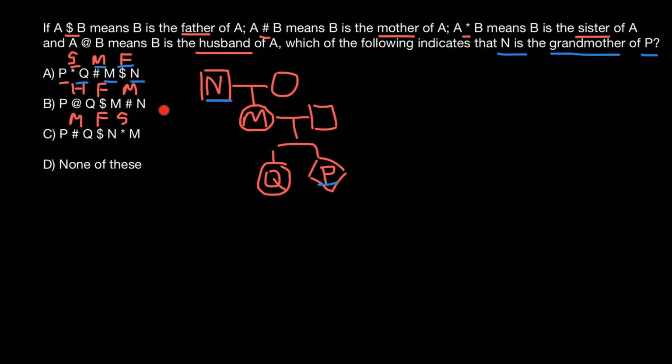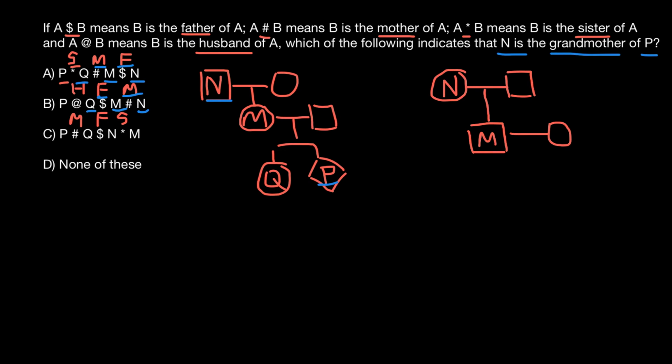So let's check variant B. And we see here that N is a mother of M. So let's build a pedigree, and N this time is a mother of M, and M is a father of Q. So put a box around M. M is a father of Q.